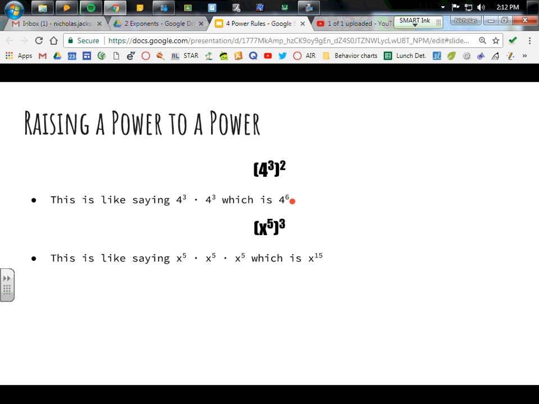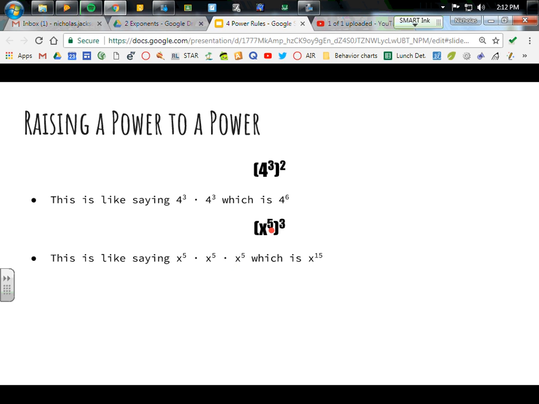All right. We have this other term here, x to the fifth being cubed. So x to the fifth to the third power, that's the same as x to the fifth times x to the fifth times x to the fifth. All right. So add up all your exponents, keep your base, that's x to the 15th.